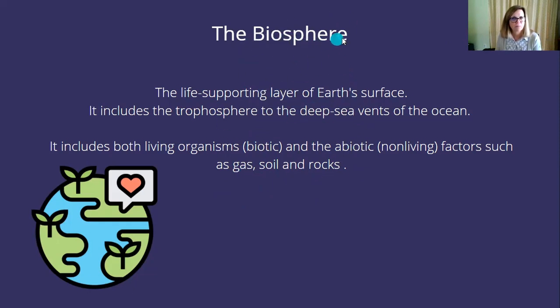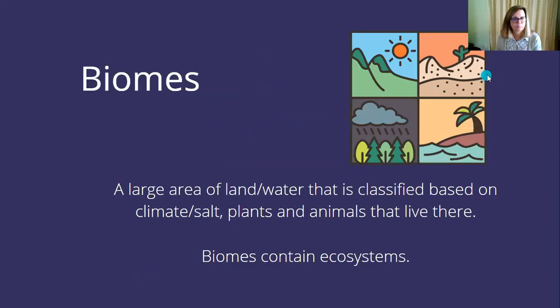Well, the biosphere includes biomes. And biomes are large areas of land and water, or land or water. So they can be split apart, or they include the water. And they're classified based on their climate and the salt level of the water. All the plants and animals that live there have been adapted to live there. For example, you're not going to see animals that live in the desert also be able to live way up high on a mountain. They just can't, because they're adapted for hot weather. They can't live in this cold climate, and vice versa.